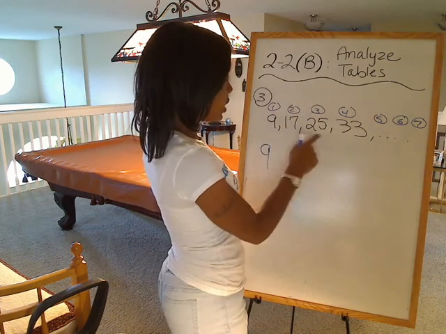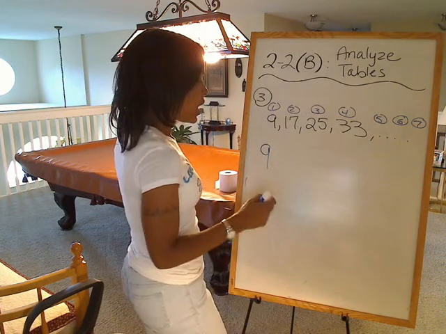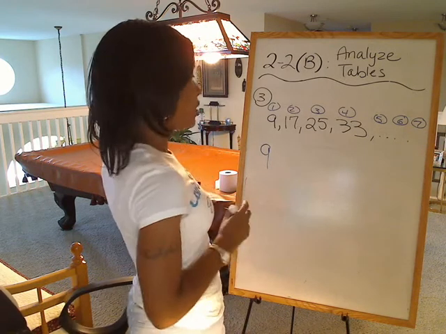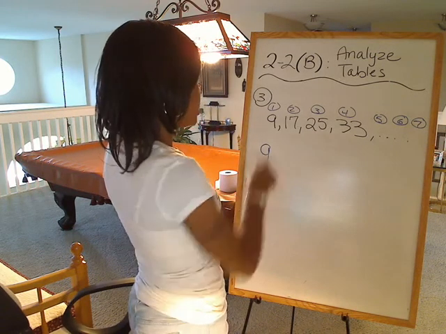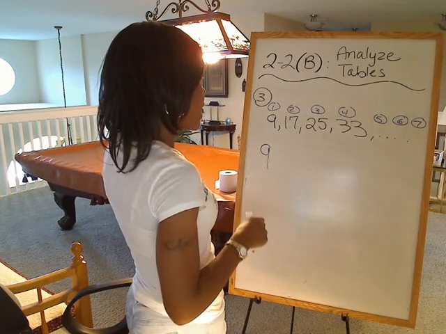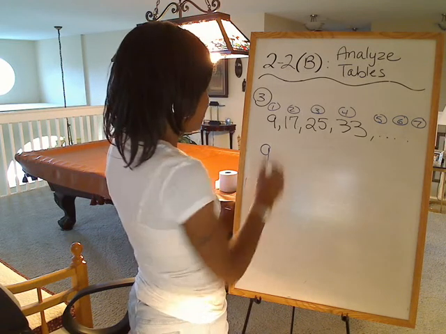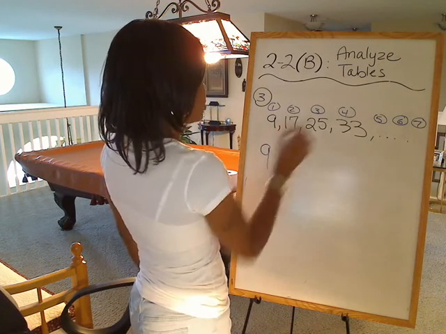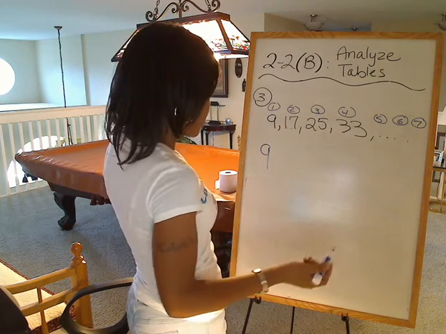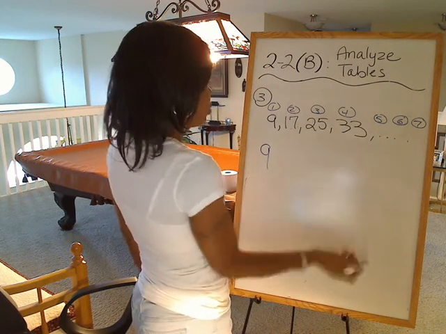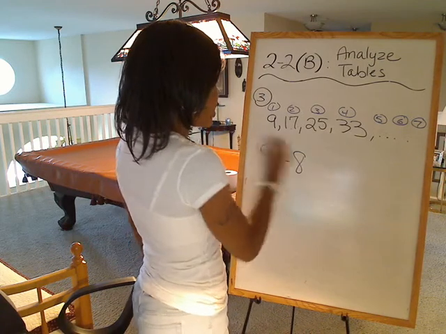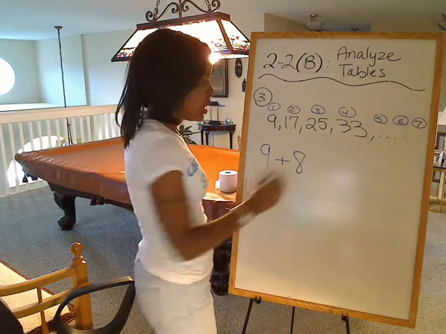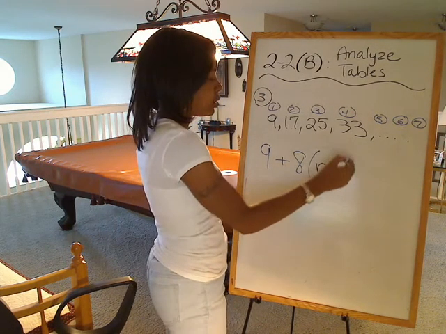Second step, what's your pattern? Each time, what are they adding? It looks like they're adding, or are they adding? Let's see. To get from 9 to 17, you would add 8. And to get from 17 to 25, you would add 8. To get from 25 to 33, you would add 8. So adding 8 is the pattern. And then you multiply it by n minus 1.